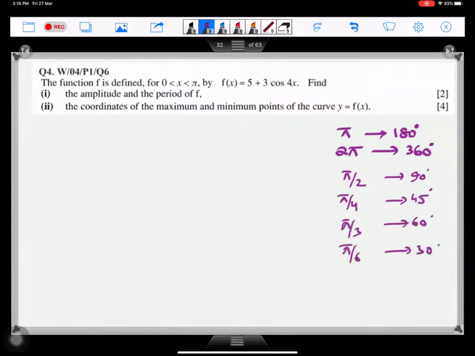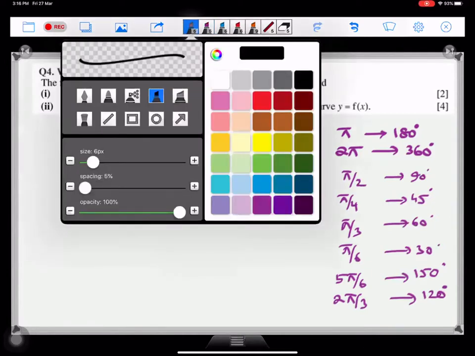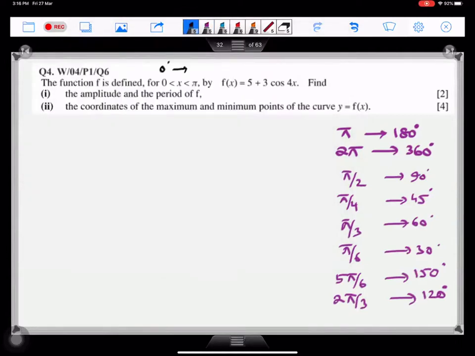And of course, in between values, such as 5 times 30 is 5 times pi by 6, that is 150 degrees, 2 times 60, that is 2 times pi by 3, that is 120 degrees. Just to give you a brief idea of conversion into radians and degrees. So, first of all, the function is defined for 0 till pi. So the examiner is technically asking us to draw from 0 till 180 degrees.